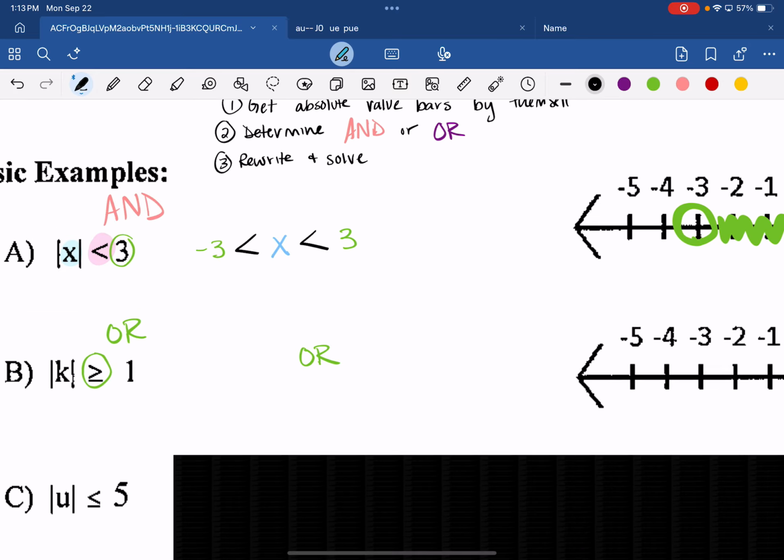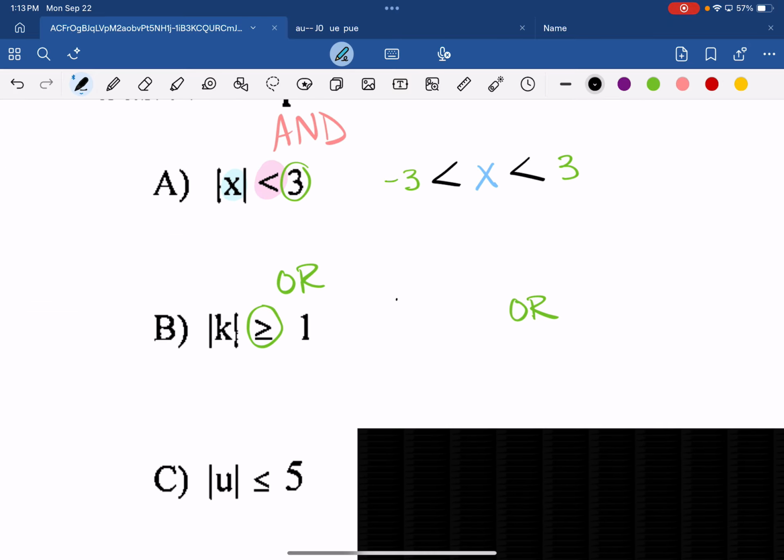Okay? All right, so I have K stays the same on both ones. The first one, nothing changes. The only thing that happens is my absolute value bars go away. So I have K is greater than or equal to 1. Or I have K is less than or equal to negative 1. So we have two changes we have to make. We flip the sign. We change the number to be a negative.